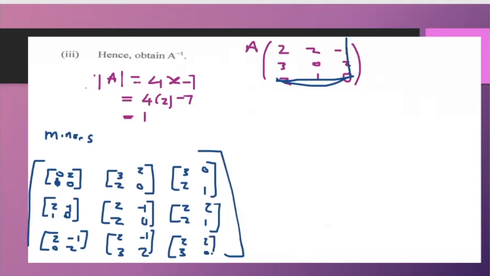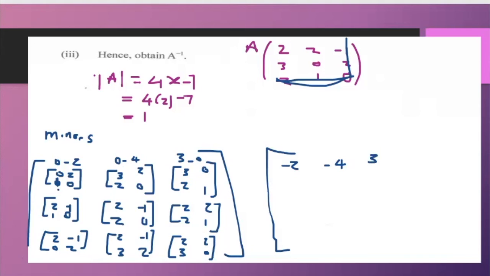Now, finding the determinant of each 2 by 2 matrix, I have the first matrix 0, 2, 1, 0. So 0 times 0, that's 0, minus 1 times 2, that's 2. So I'll have a minus 2 here. Then the same here, 0 times 3, that's 0, 2 times 2, that's 4. So 0 minus 4, that's minus 4. Determinant of the next, 1 times 3 is 3, minus 0 times 2, that's 0. So 3 minus 0, that's 3.